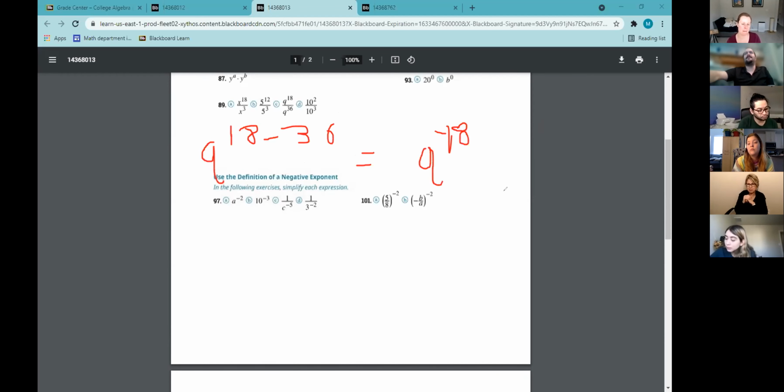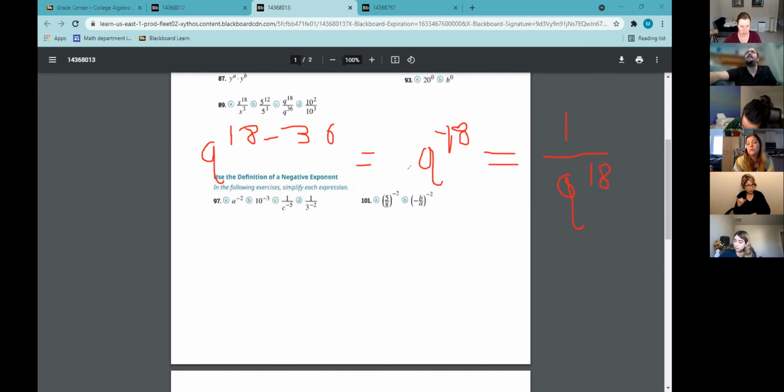And then we have to ask ourselves, this is where the negative exponents come in. What does Q to the minus 18 really mean? It means you got 1 over Q to the 18. So I was correct in putting 1 over Q to the 18th. Yes, that's it.